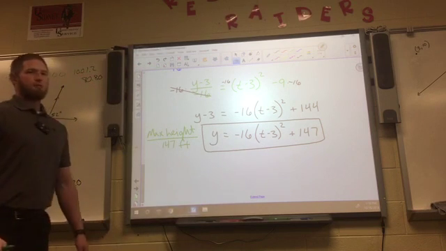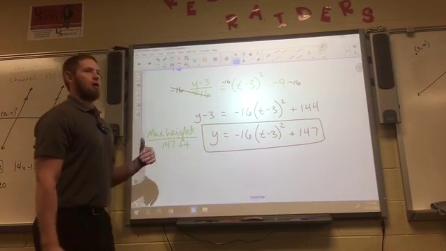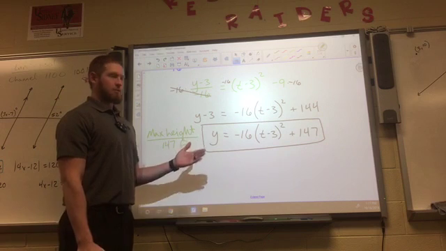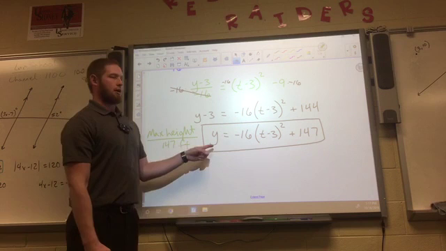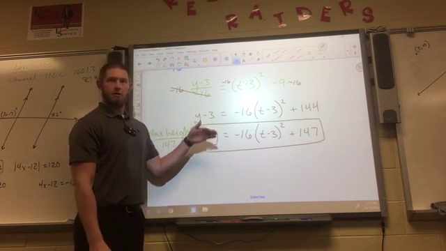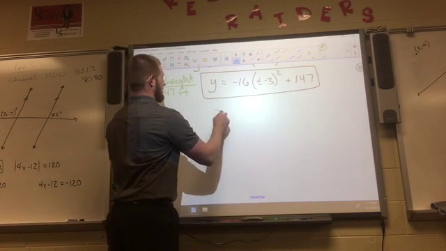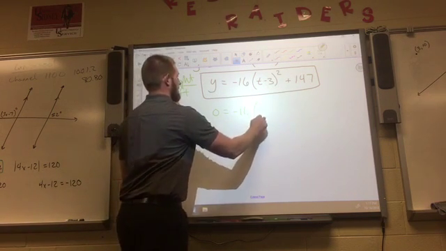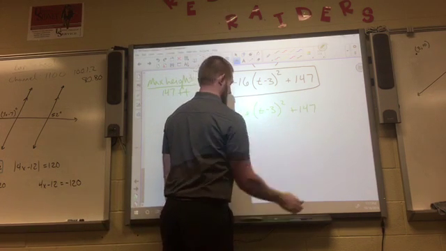Okay. The next part of the question says, how long does it take before the ball hits the ground? Okay. So if it's talking how long does it take, obviously that's time, right? So we know we're solving for t. When the ball hits the ground, what's my y going to equal? 0, because it's on the ground, right? So you need to take this equation, plug in 0 for y, and solve for t.